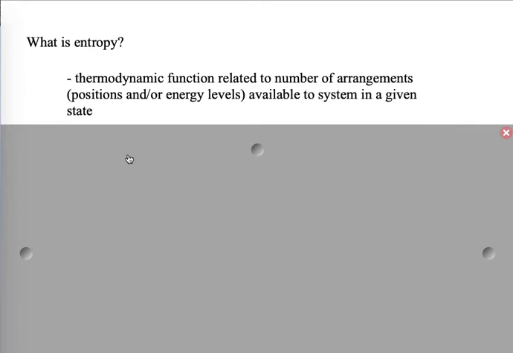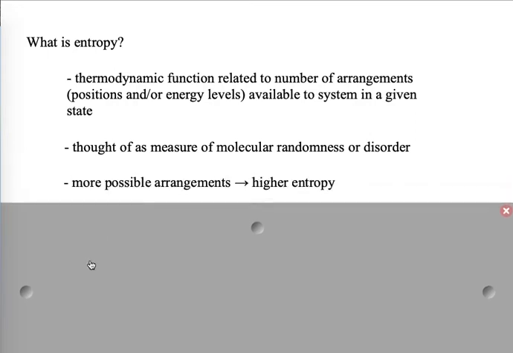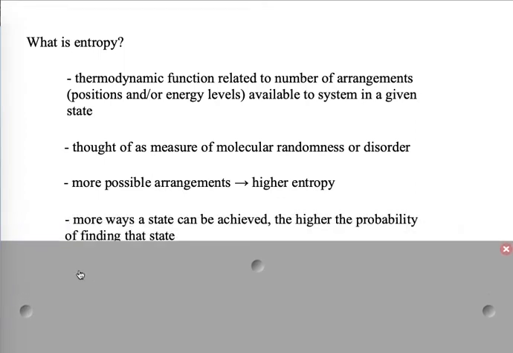That doesn't mean much from our point of view. We're going to think of entropy as being a measure of molecular randomness or disorder. High entropy corresponds to a great deal of disorder because there are lots of ways of arranging the particles, whereas low entropy means lots and lots of order and organization, meaning fewer number of arrangements. The more possible arrangements there are in a system, the higher the entropy.